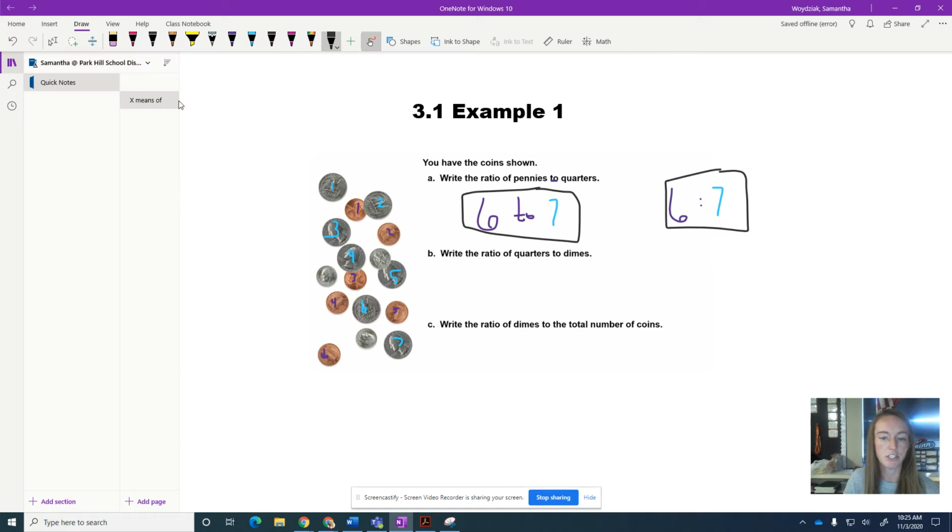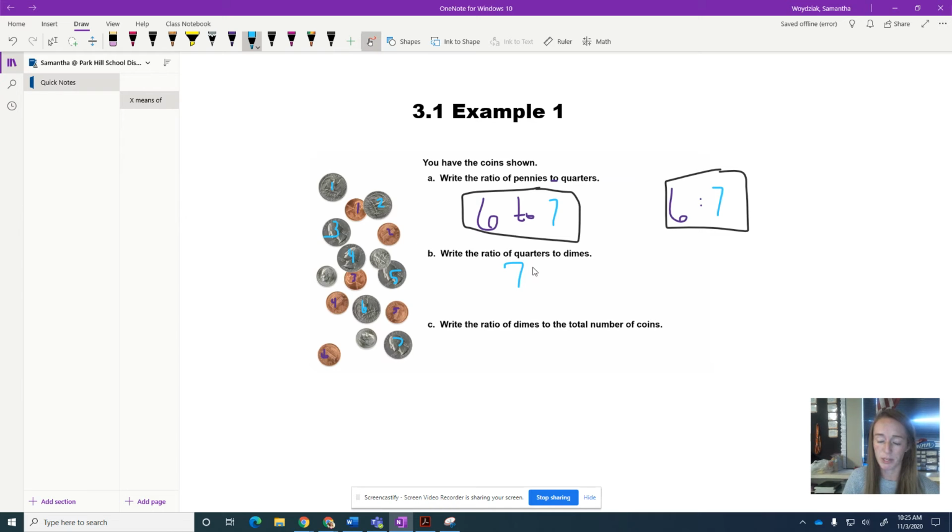Now it says write the ratio of quarters to dimes. Well, we already know the amount of quarters, and since it's asking for the ratio of quarters to dimes and not dimes to quarters, the quarters number is going to come first. So we need to make sure that we are following what it is asking us. So if it has quarters first, then the number of quarters is going to go first. So we already know we have 7 quarters.